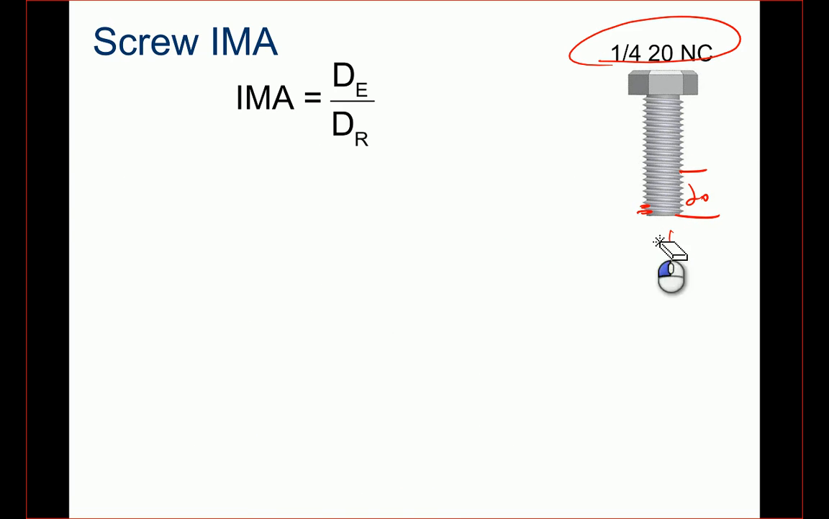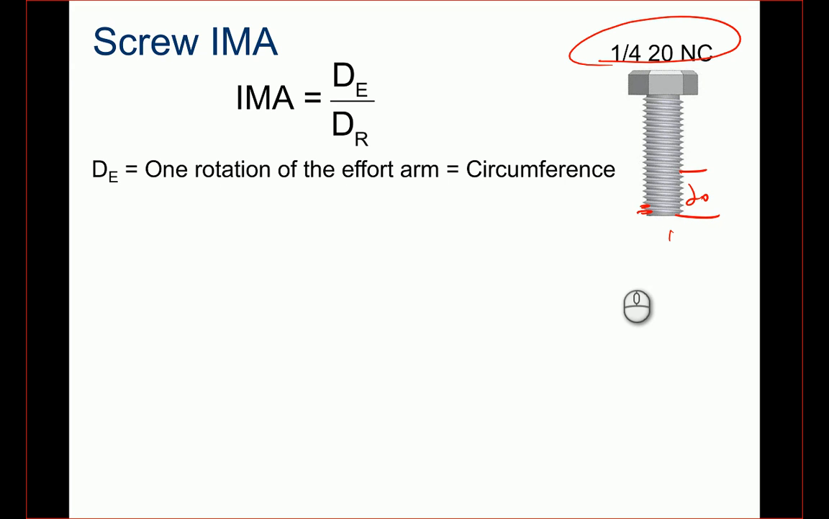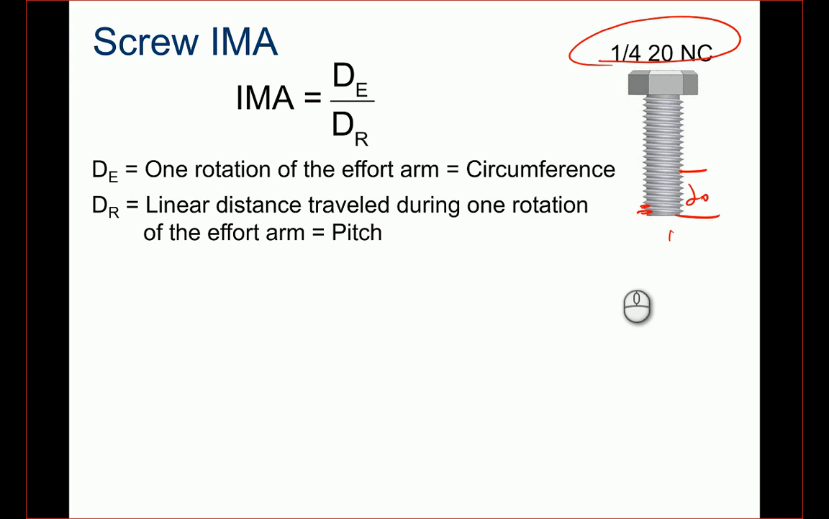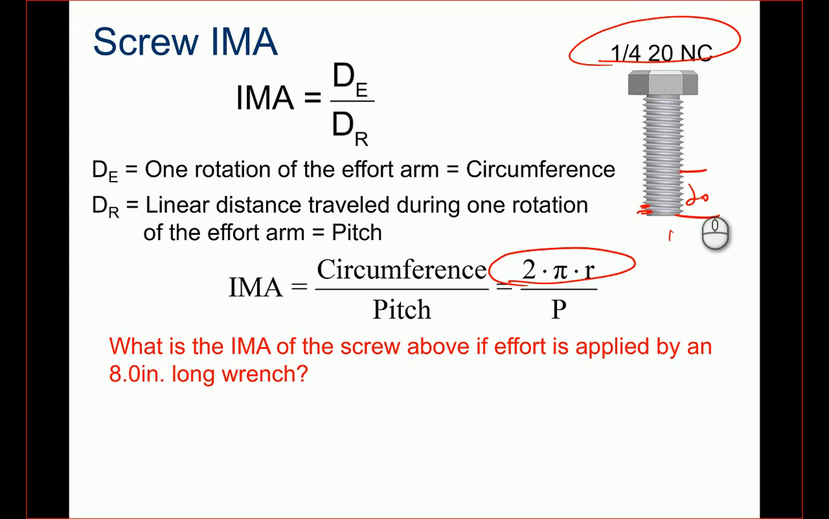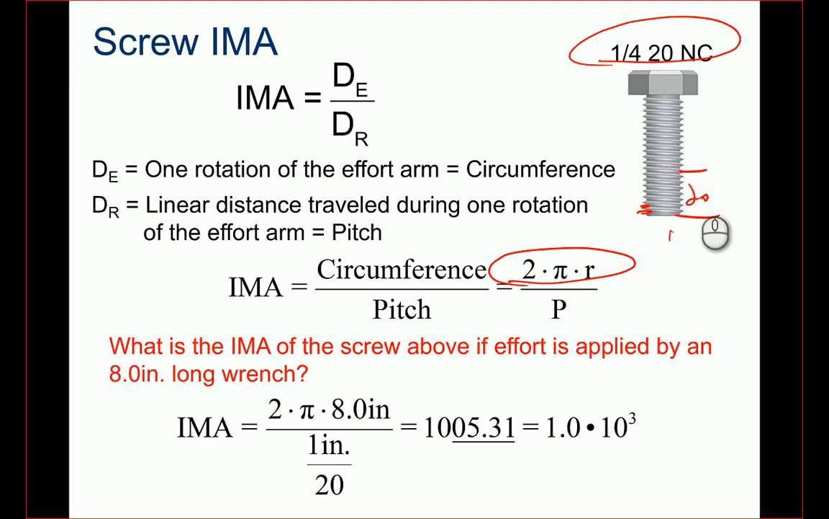All right. So the way this works is one rotation of the effort arm, or the circumference, divided by the linear distance traveled during one rotation, which is the pitch. So the circumference, calculated using 2 times pi times the radius, divided by the pitch, which is, again, 1 over the thread count. So the IMA here is 2 times pi times 8, 8 being the length of the lever arm for one rotation.